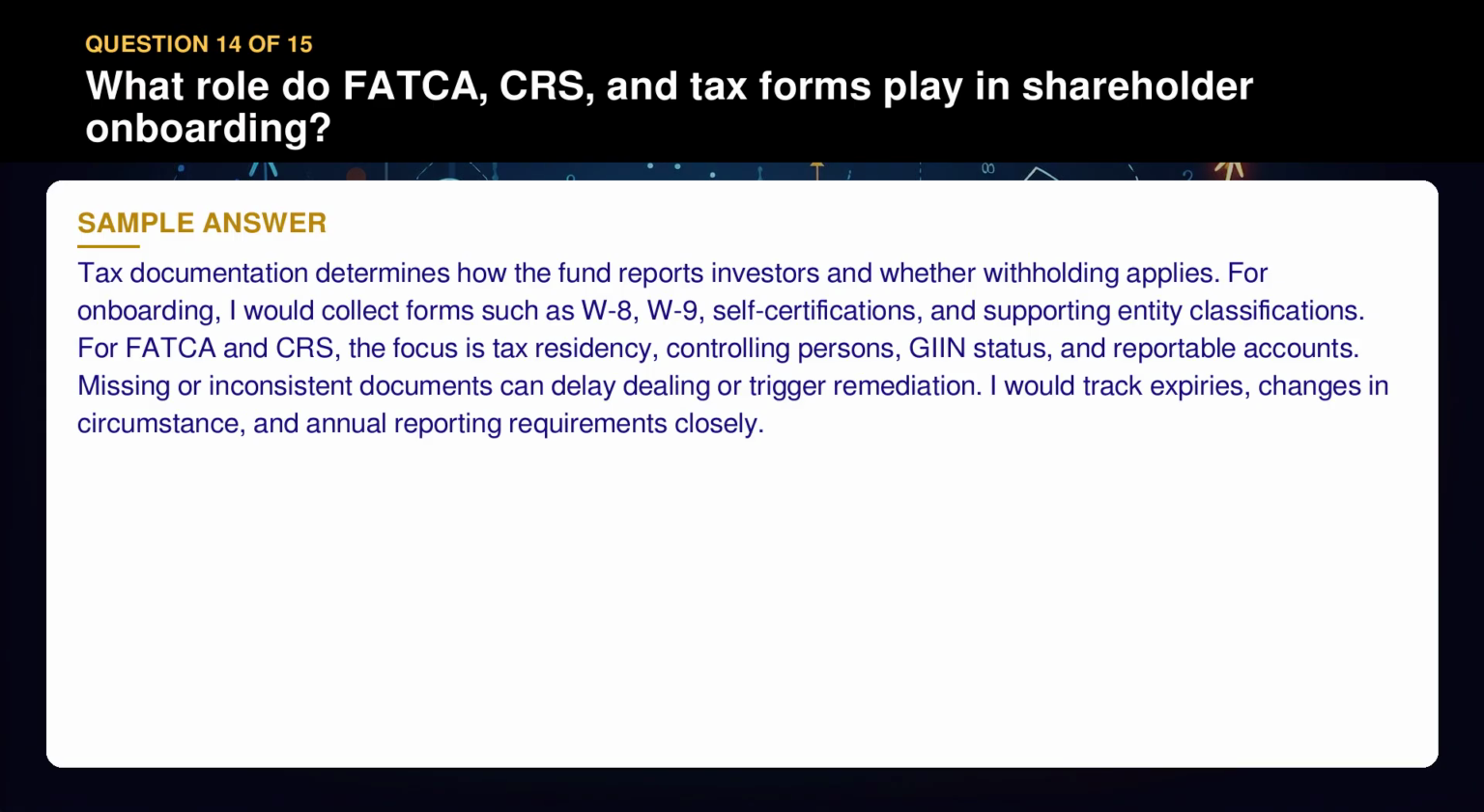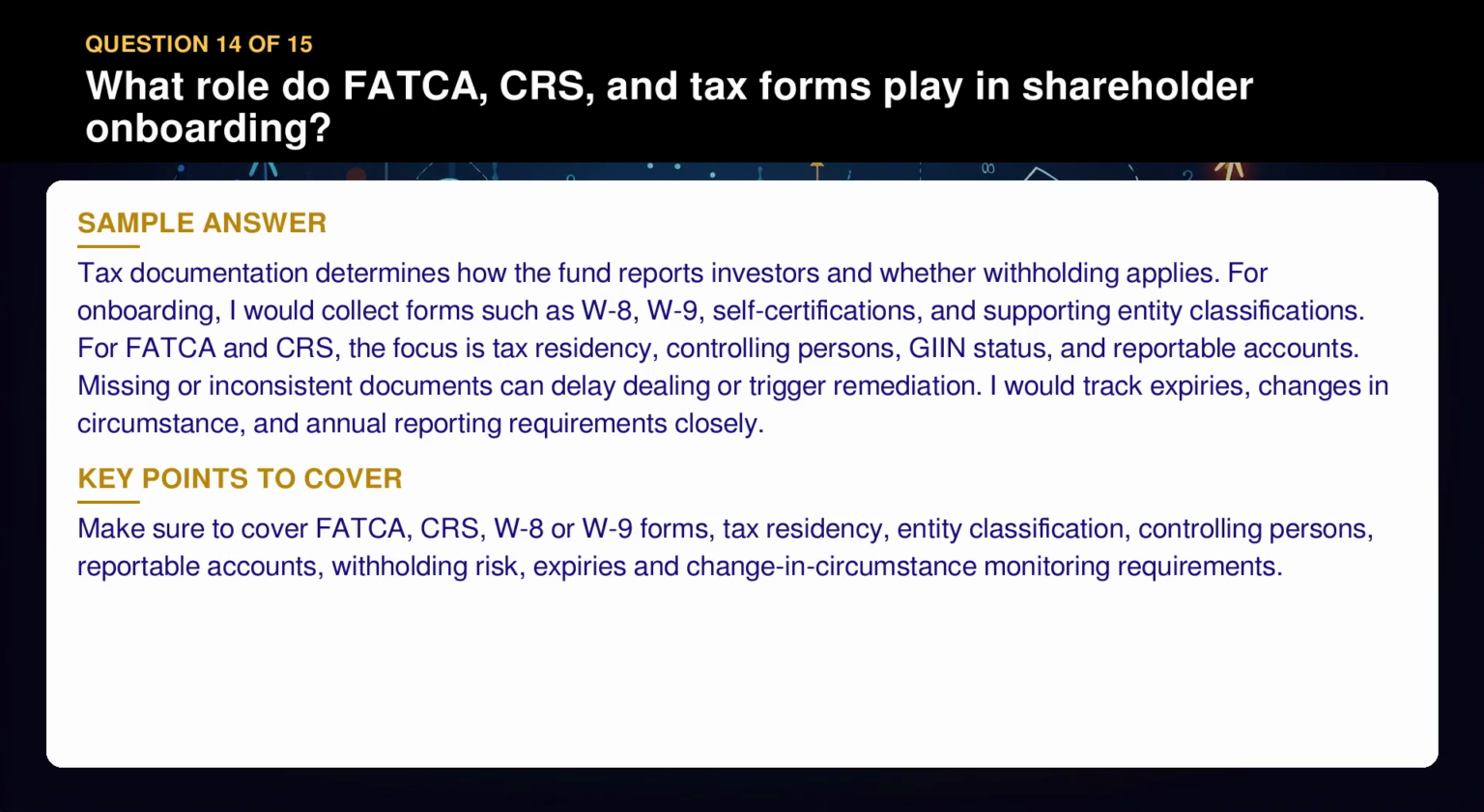Missing or inconsistent documents can delay dealing or trigger remediation. I would track expiries, changes in circumstance, and annual reporting requirements closely. Make sure to cover FATCA, W-8 or W-9 forms, tax residency, entity classification, controlling persons, reportable accounts, withholding risk, expiries, and change in circumstance monitoring requirements.